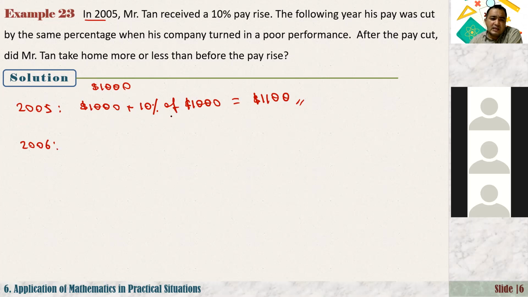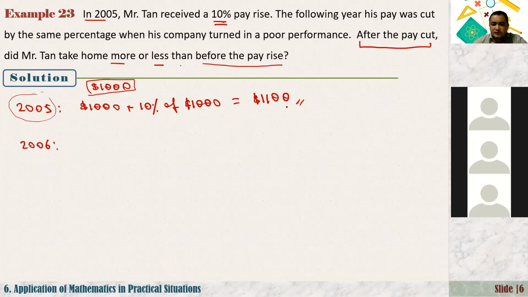his pay was cut by the same percentage. By the same percentage, we mean this 10%. When his company turned in a poor performance. After the pay cut, the second time, in 2006, did Mr. Tan take home more or less than before the pay rise? Before the pay rise means we are talking about 2005. All of the things happened within these two years, right? And we are just comparing first the increase, after that the decrease. Actually, is there any change in his original salary?